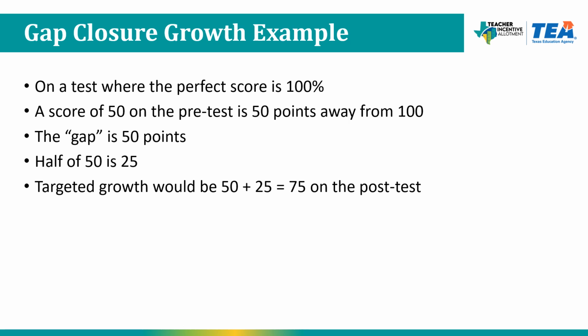In this example, third grade student Yasmin takes a math test where the perfect score would be 100%. Yasmin scored 50% on the pretest, meaning she's 50 points away from a 100. We would then half that gap of 50%, meaning 25% increase on the post-test would be the growth goal for Yasmin. For Yasmin to meet her growth goal on the post-test, she would need to score a 75%.